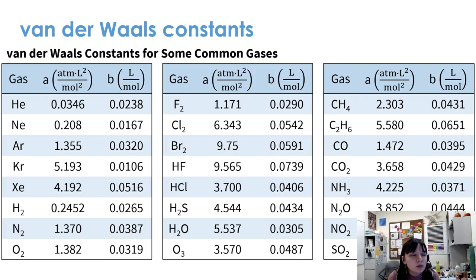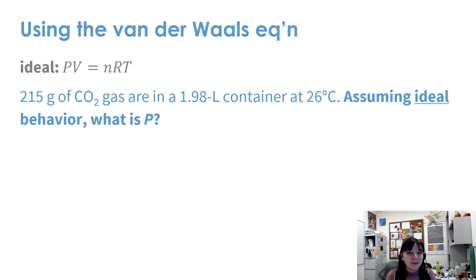So let's see one example using the van der Waals equation and see how important it truly is. To do that, I first want us to look at an ideal scenario instead and use that to compare to the van der Waals equation and how that would make a difference. So consider here 215 grams of carbon dioxide gas in a 1.98 liter container at 26 degrees Celsius. Assuming ideal behavior, what would be the pressure in atmospheres of this gas?